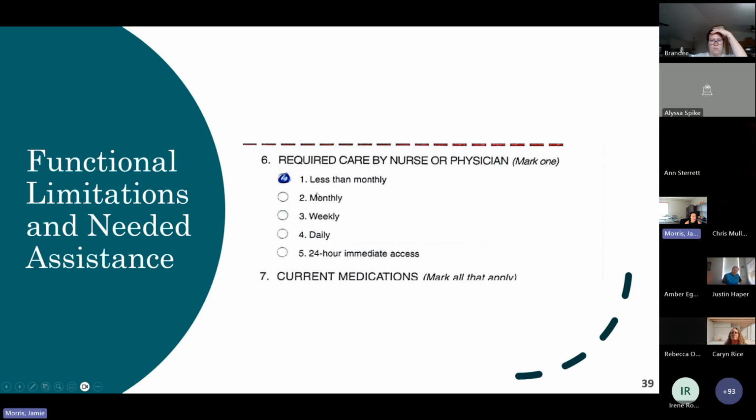So Michelle has less than monthly. She actually only needs to have an annual physical, and so that's the only required care she needs.